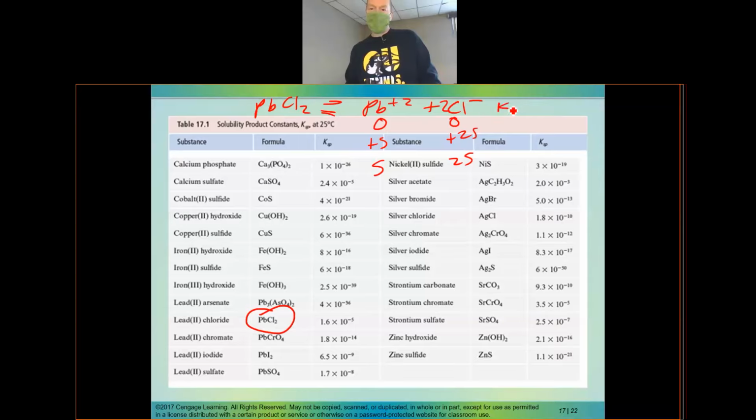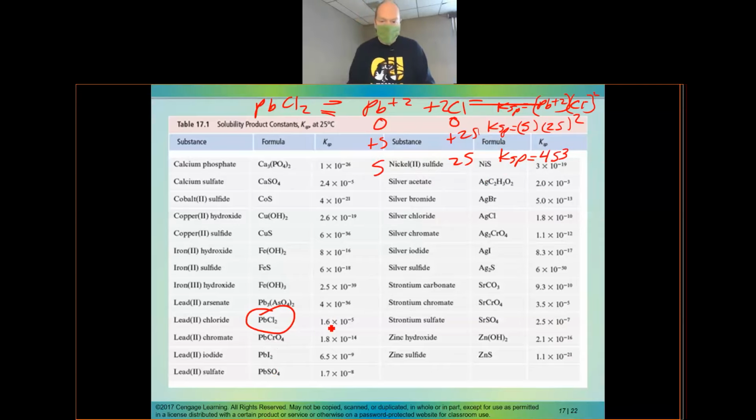And so you have your KSP expression, Pb plus 2 and Cl minus squared. And then you plug in your numbers. So you have your KSP, well, your letters still, that's S times 2S squared. And so your KSP is 4S to the third. So now we know that our KSP is equal to 4S to the third. So in every single one of these, you can solve for the solubility.